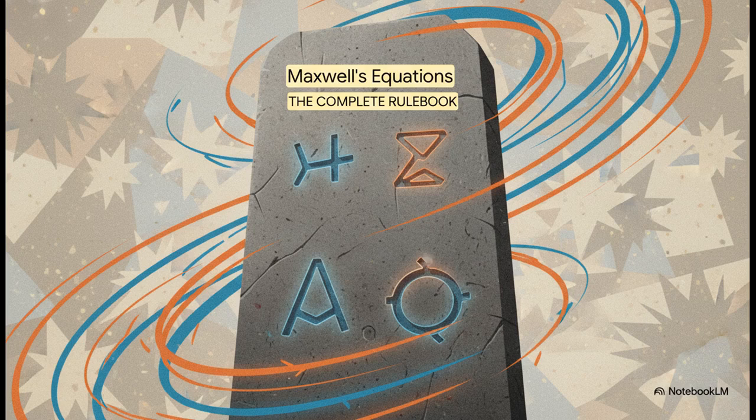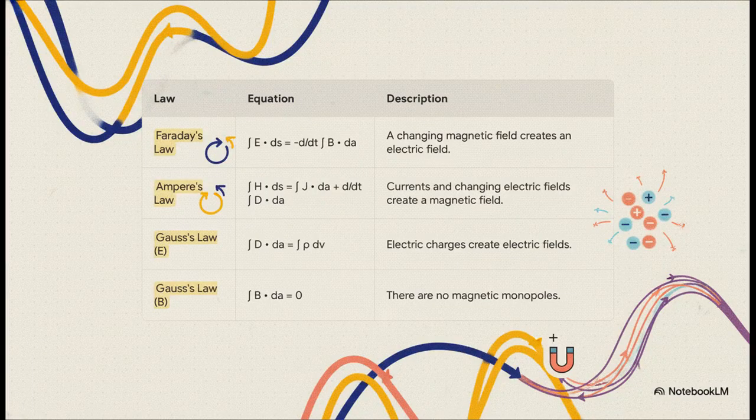And please, don't let the math scare you. Think of them less as equations and more as the complete rulebook for all of classical electricity and magnetism. Seriously, everything we're talking about today, it all comes from these 4 simple-looking lines. What's just so brilliant about these is how they create this perfect self-sustaining loop.